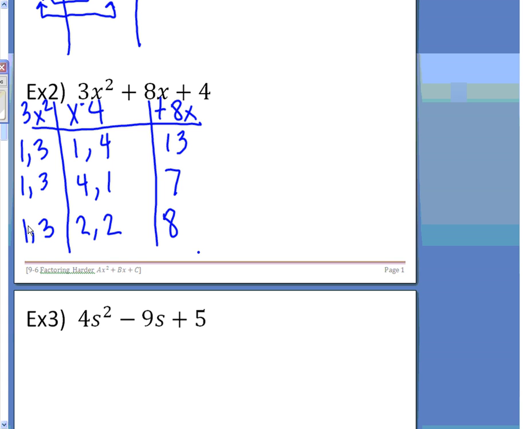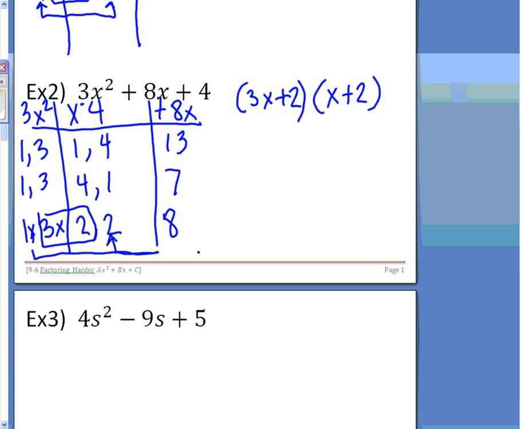All right, so once I find the one I wanted, I go ahead and put my x's back. So that's 1x and that's 3x. And remember what I've said a million times now, the middle and the ends come together. So what are my two factors? My two factors are 3x plus 2 and x plus 2.